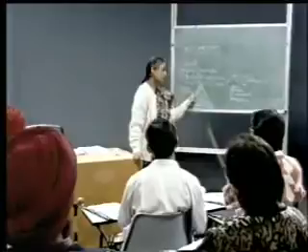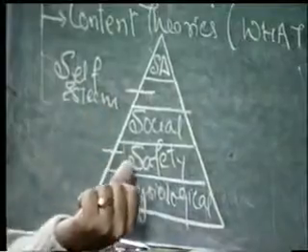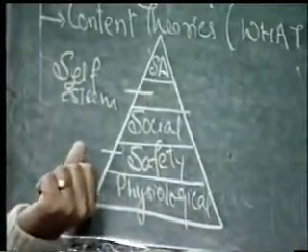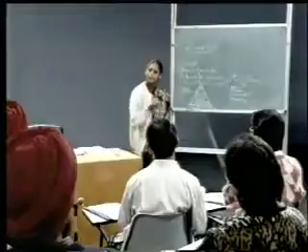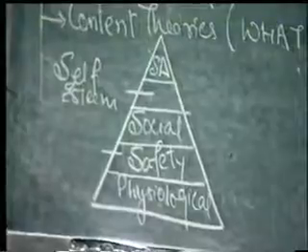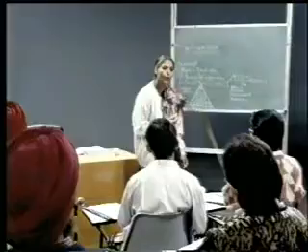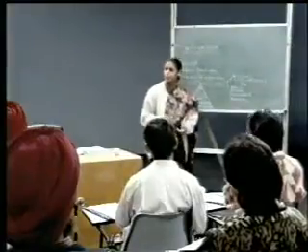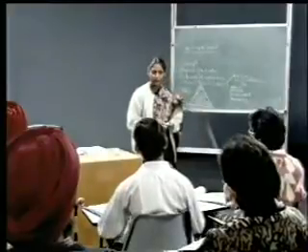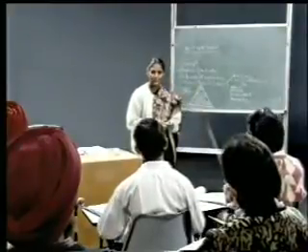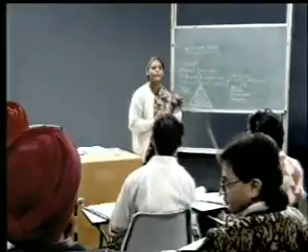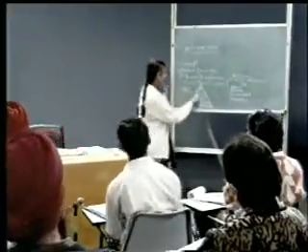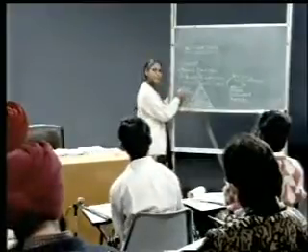Then come the social needs. Once safety needs are satisfied, the person will have social needs. What are the social needs? Love and belongingness, the need for love and belonging. Because man is a gregarious animal, he has the gregarious instinct, so he would like to be in the company of others. So, social needs, then self-esteem.